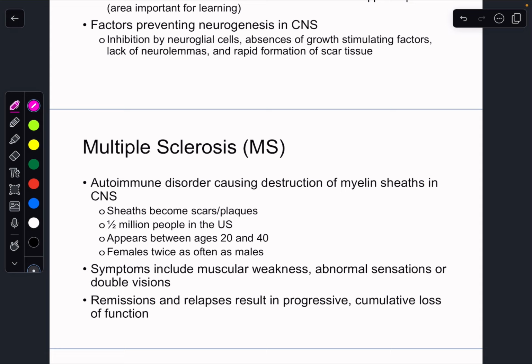Multiple sclerosis. It is an autoimmune disorder causing destruction of the myelin sheath in the central nervous system. The sheath becomes plaques or scars, and it affects 1.5 million people in the US. It appears between the ages of 20 and 40, and in females twice as often as males. Symptoms include muscular weakness, abnormal sensation, or double vision. Remissions and relapses result in progressive cumulative loss of function.